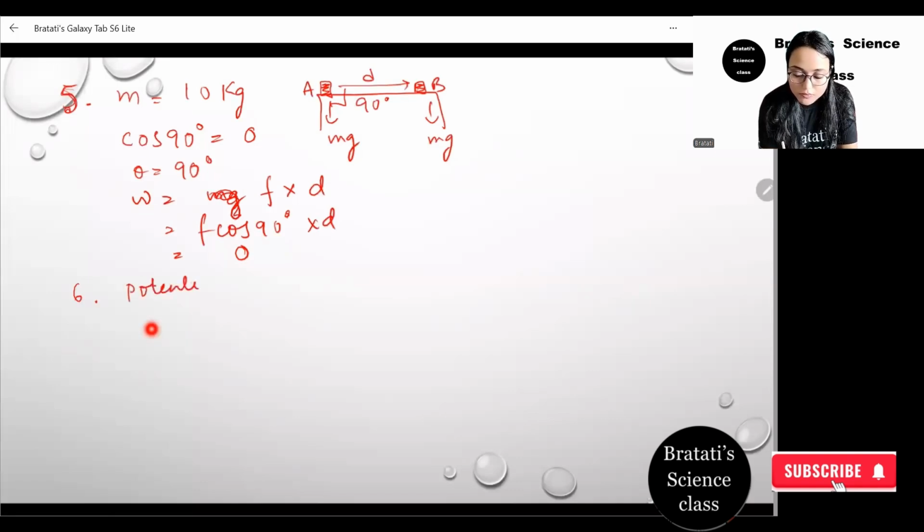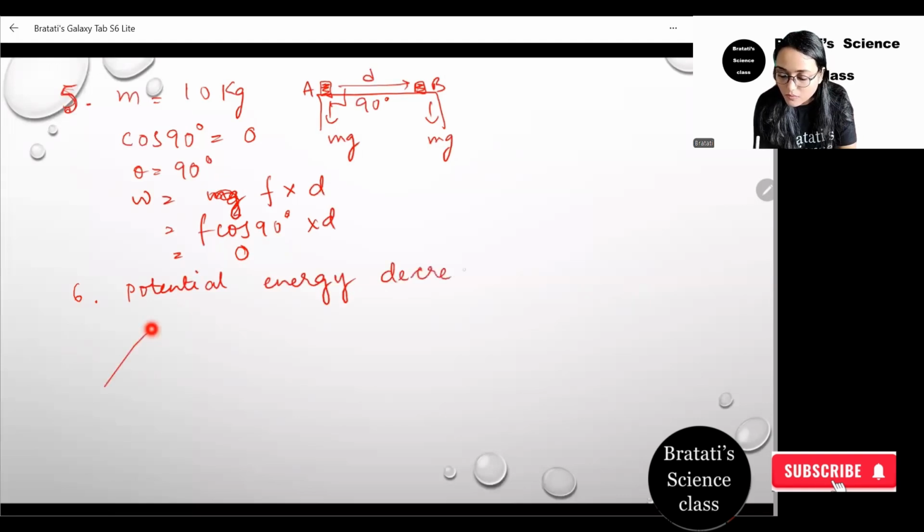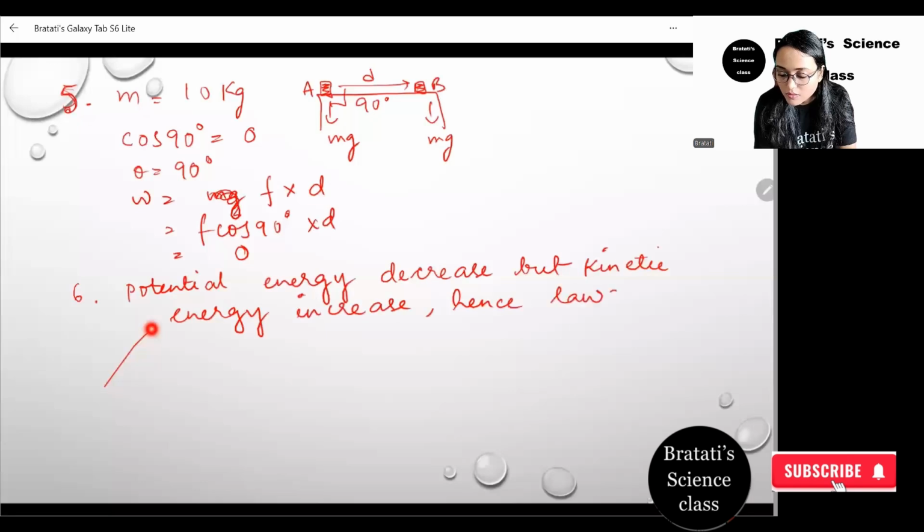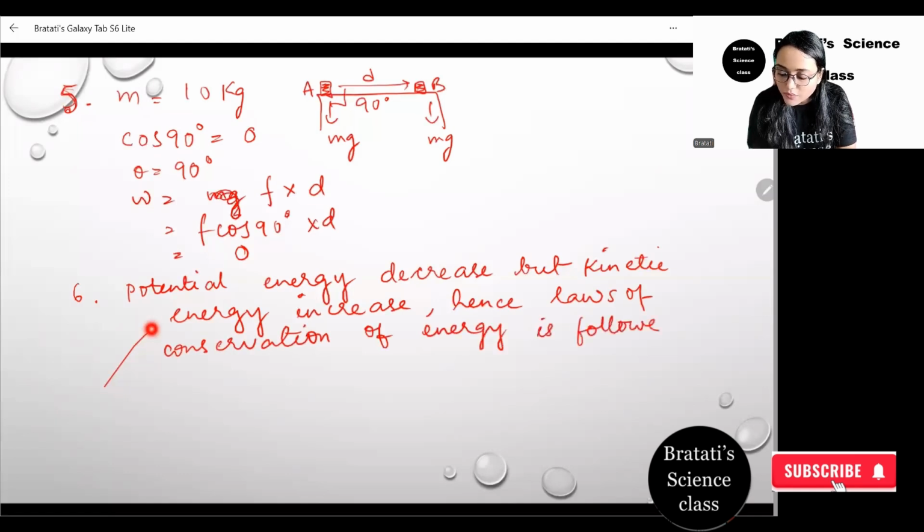Potential energy decreases, but kinetic energy increases. Hence, the law of conservation of energy is followed and justified. Number 7, what are the various energy transformations that occur when you are riding a bicycle?